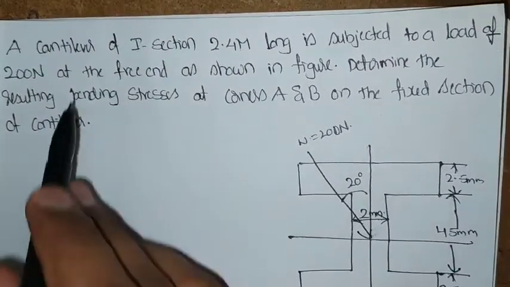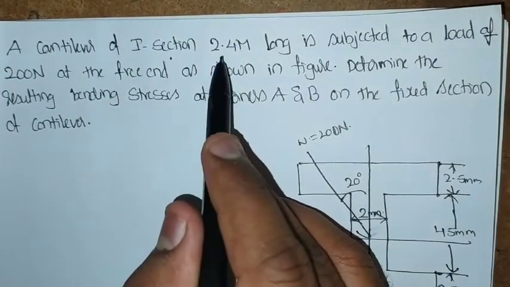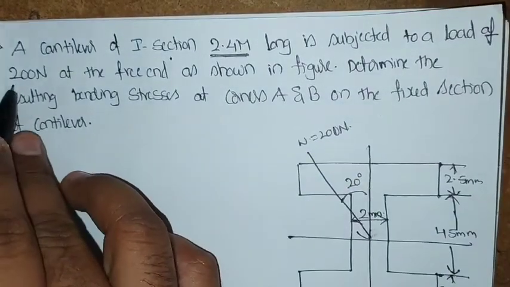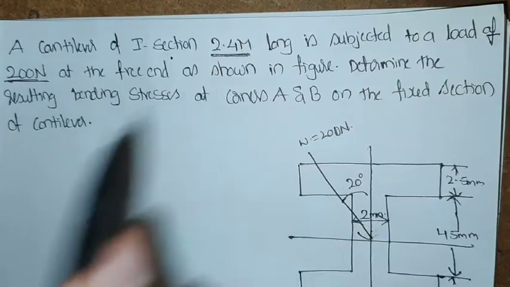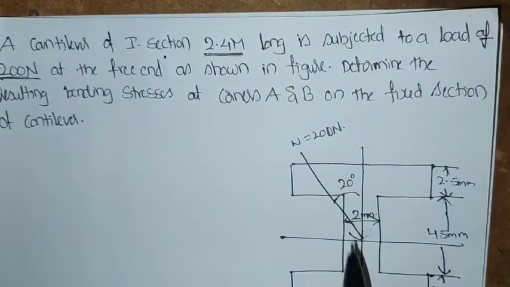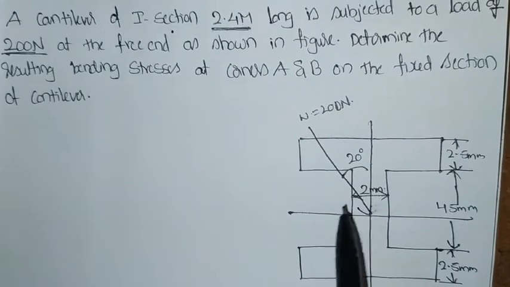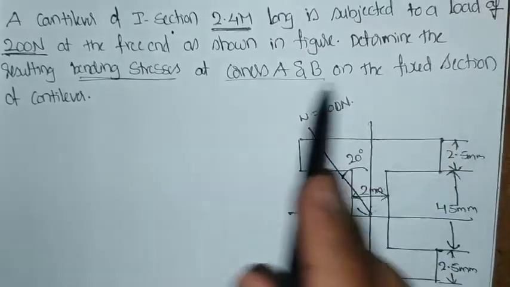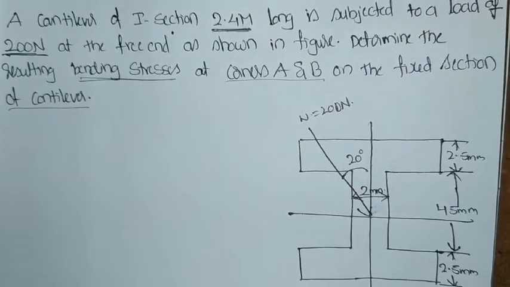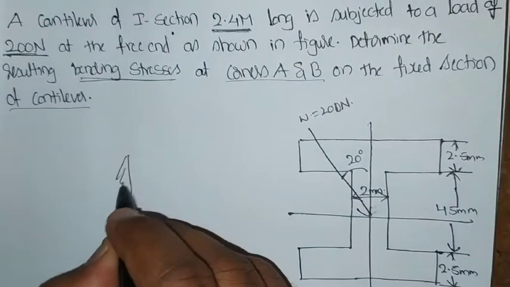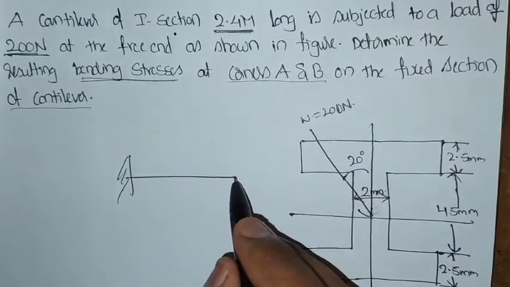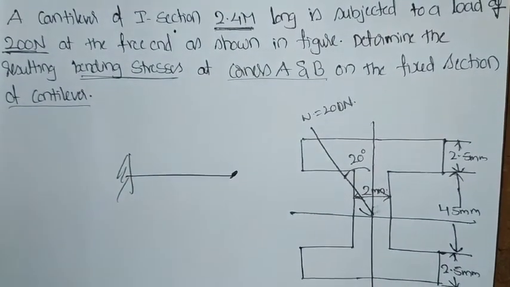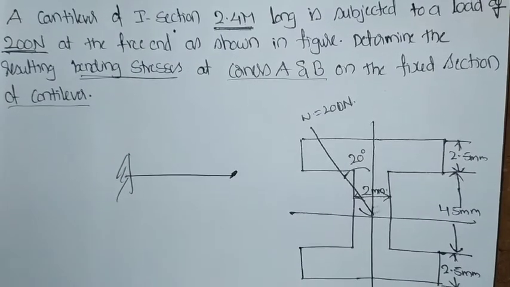Here the problem he has given us is a cantilever I section of length 2.4 meters, subject to a load of 200 newtons at the free end as shown in the figure. So here 200 kilonewton it is loading at the free end. Determine the resultant bending stresses at corners A and B on the fixed section of the cantilever. So cantilever I section he has given. At the free end the W load is acting on the section. The resultant stresses we have to find out from this figure.